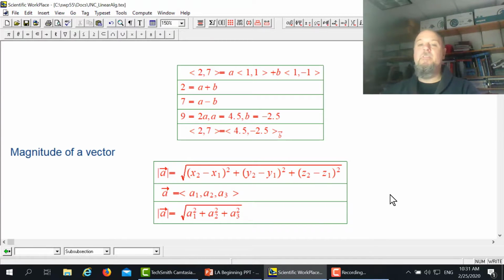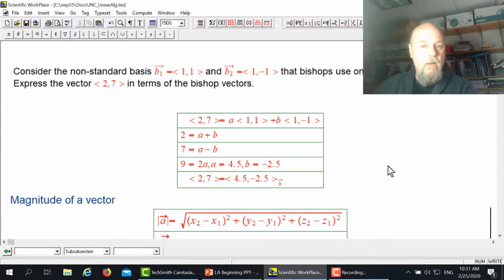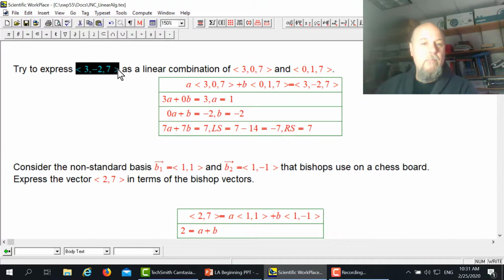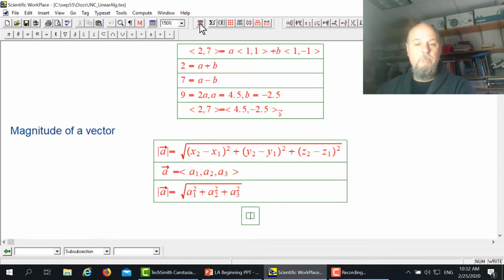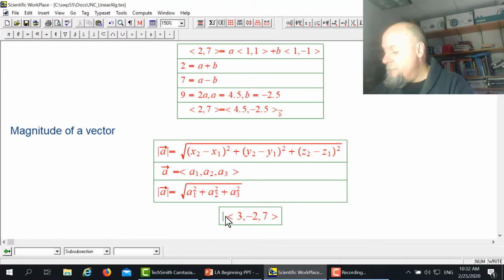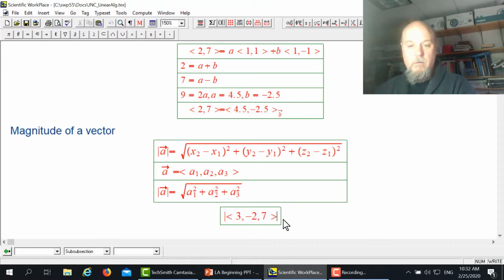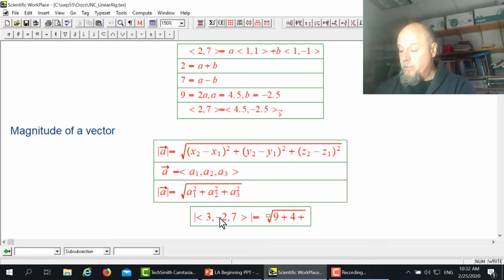So let's do an example and then we'll be done with this video. Let's grab one of these vectors. I want to find the magnitude, in other words, how long this vector is. So the magnitude, I'm going to put absolute value bars around that to say the magnitude of this vector. That's going to be equal to the big square root of 3 squared plus the minus 2 squared plus the 7 squared.